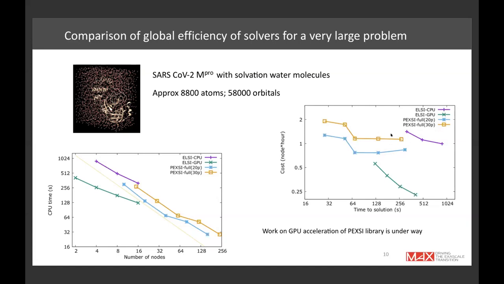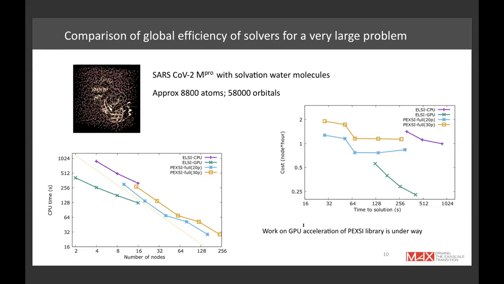Now, these horizontal lines mean almost perfect scalability. There is a jump here because you are starting to put part of your problem in 2 nodes instead of a single node, but that's a technical problem. And also, I should say that the comparison is not completely fair because right now, the PEXI library we're using is not GPU accelerated.